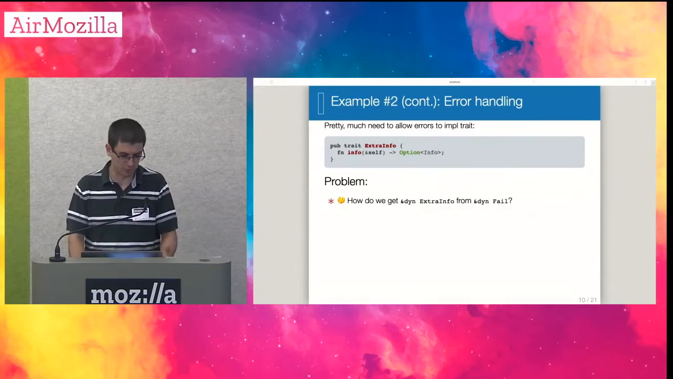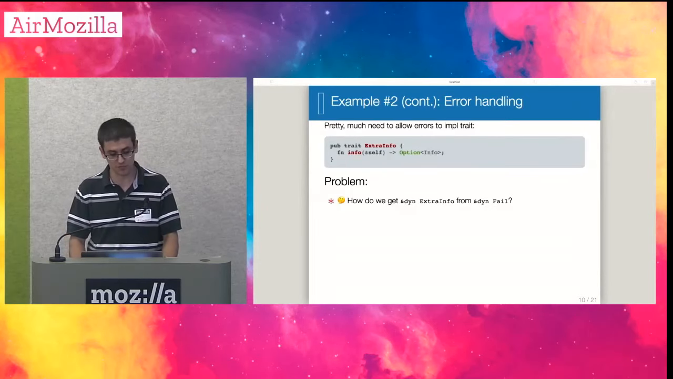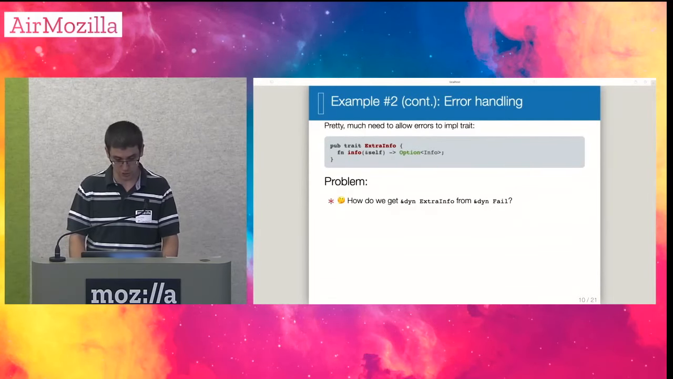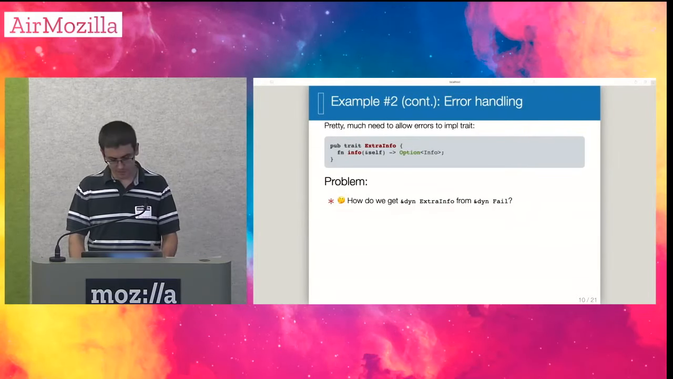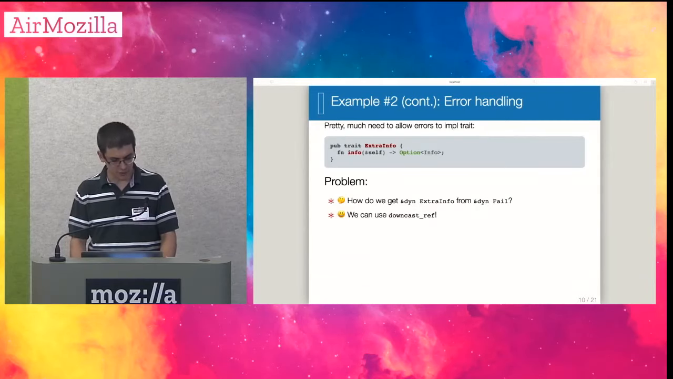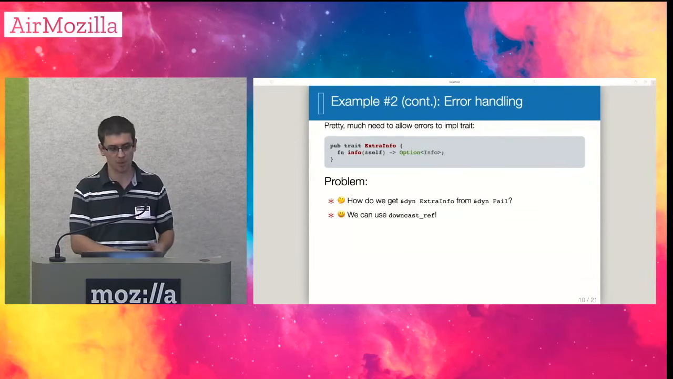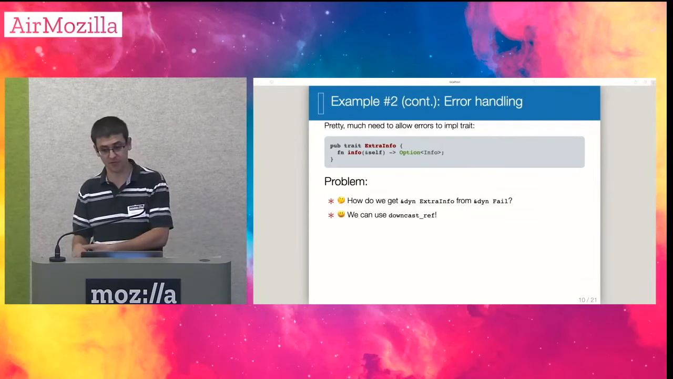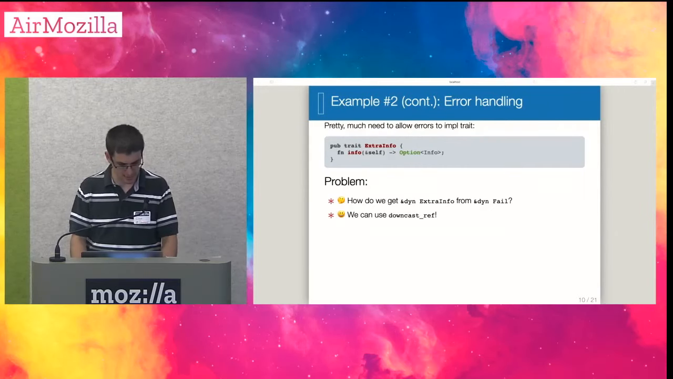In a language like Java it would not be an issue, you just cast and everything works fine. For Rust, there is no solution, at least I wasn't able to find any good solution. But the idea was that we can use downcast_ref. There's a way of downcasting from a Fail trait object into a specific error type. So we can use that.